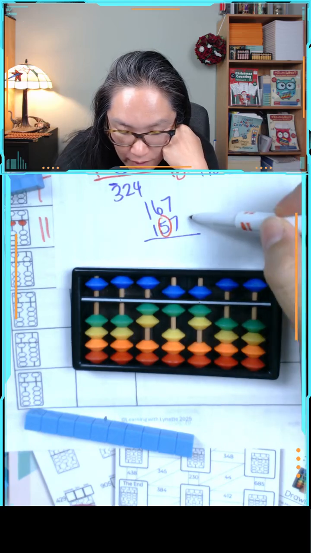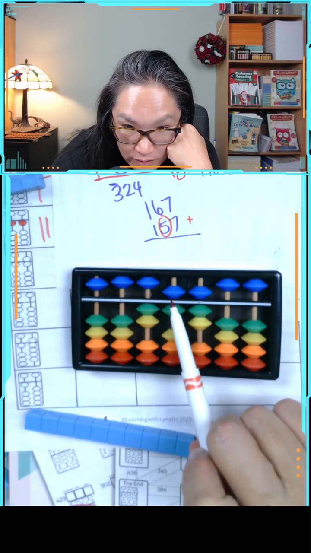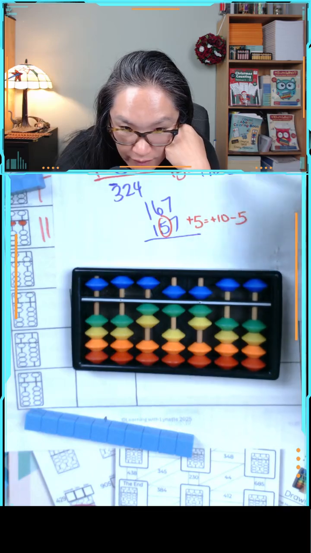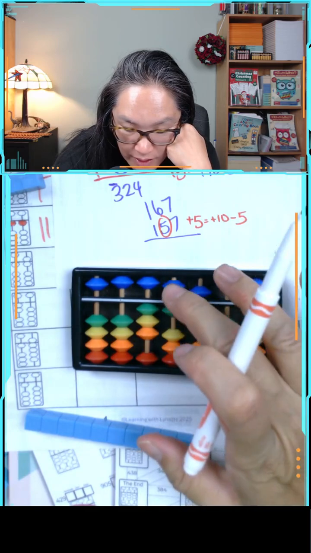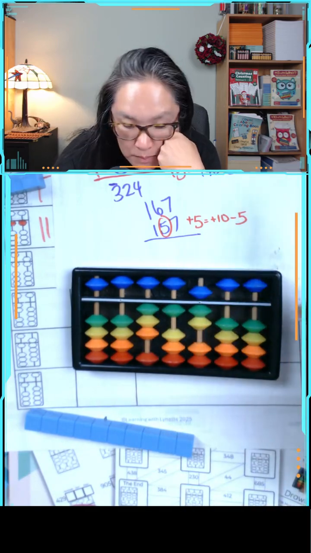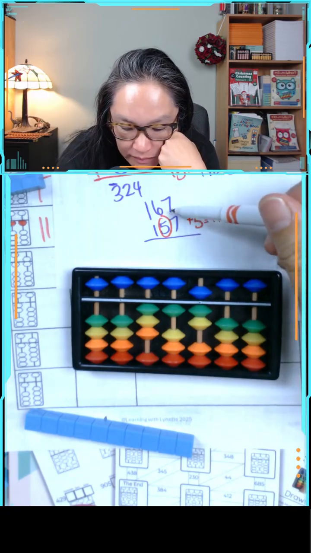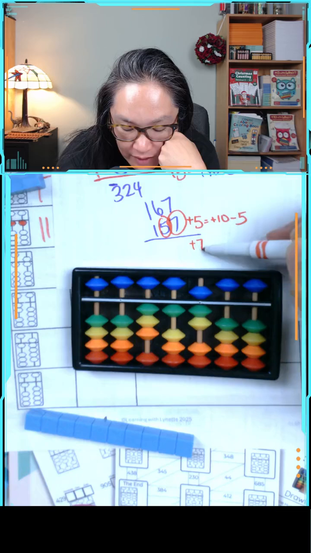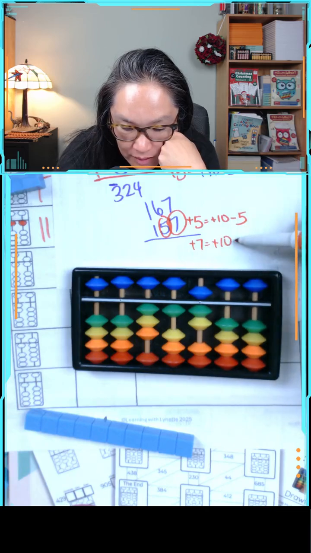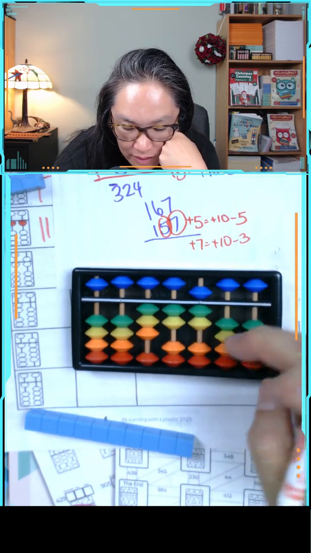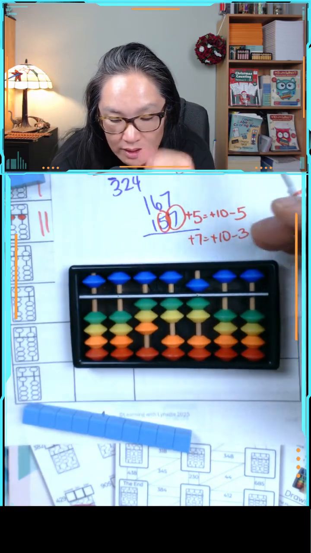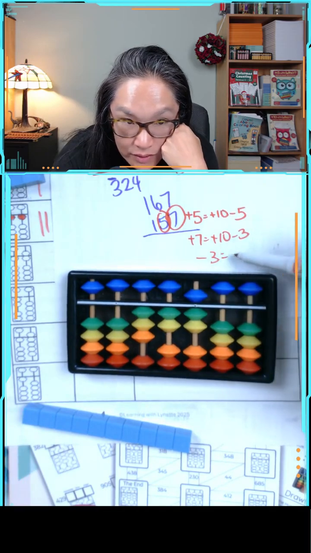Add the 5 is what? There's no room to add the 5. So we have plus the 5 is equal to plus the 10 minus the 5. So we plus the 10 and we minus the 5. Now what do we do here? The 7. So plus 7 is equal to what? Plus the 10 minus the 3. So we plus the 10 and we take away the 3. Minus the 3, can you do it? No, you can't do it. So how else can you do it? So you minus the 3 is equal to minus the 5 plus the 2.